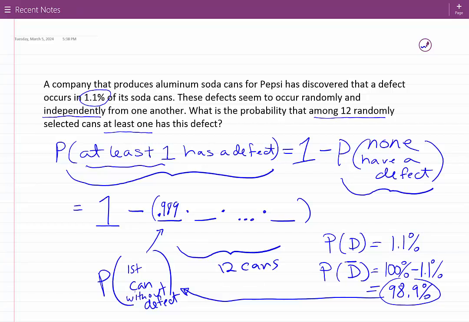Now, since the cans are independent of one another and the defects occur randomly and independently of each other, then we can assume that the second can has the same probability of being defect-free. So we're going to say 0.989 there as well. And then so on and so forth. All the cans will have the same probability of being defect-free. And so essentially we can do 1 minus 0.989 to the 12th power, and this will solve the problem for us. I'll quickly work that out with my calculator so you can see how that's done, but that's the answer, basically. It'll give us a probability once we do the math.